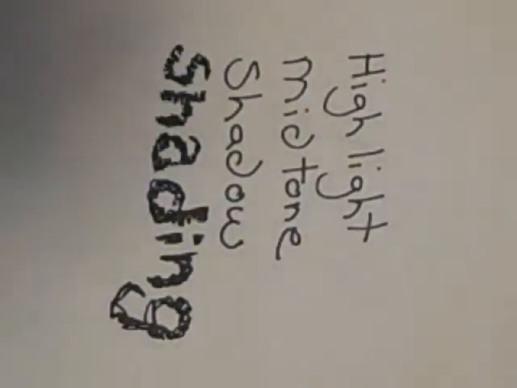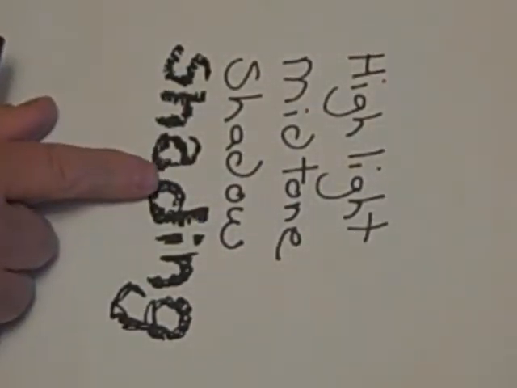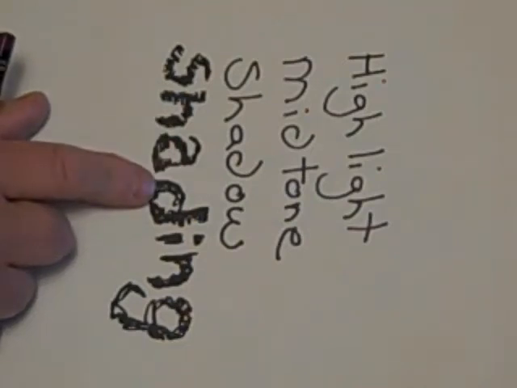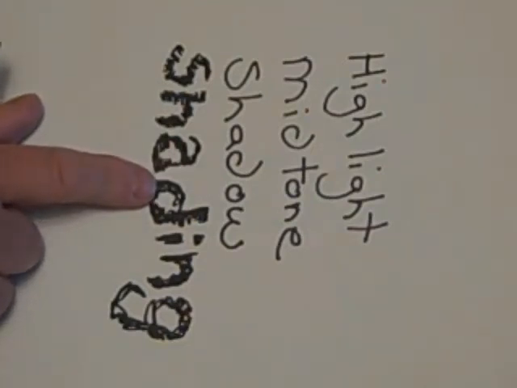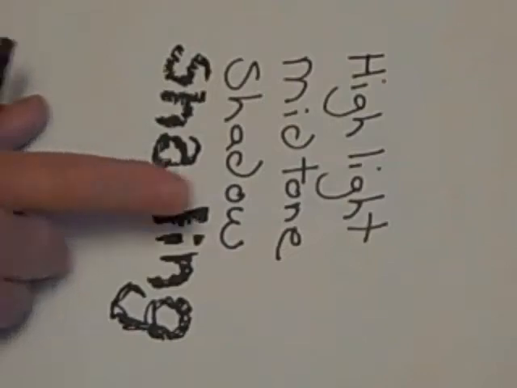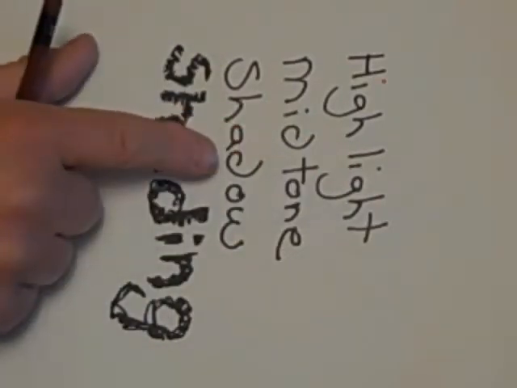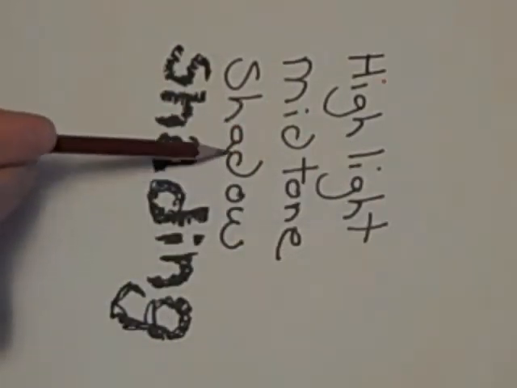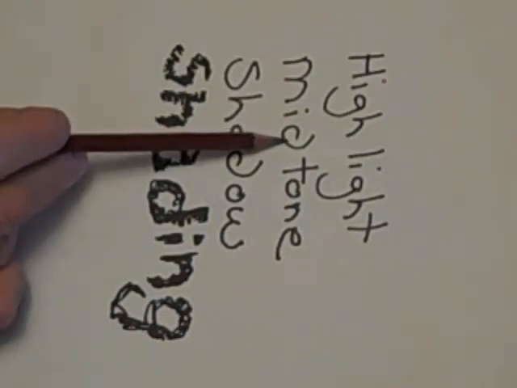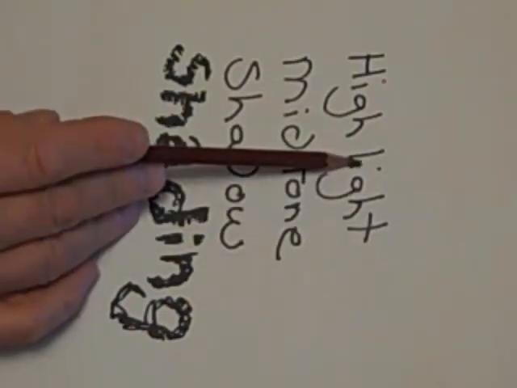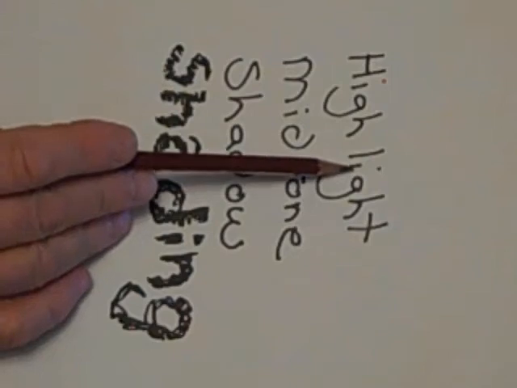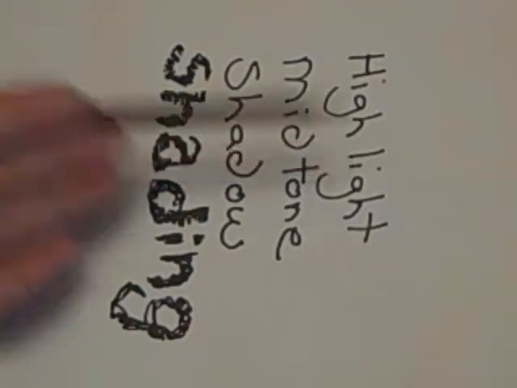Hey, today we're going to talk about shading. And in shading, there are three values that I want us to use in every single part of the picture. That is highlight, midtone, and shadow. Shadow is the darkest, midtone is a gray value, and highlight is the lightest part of the object.